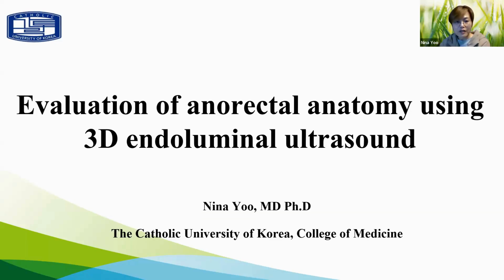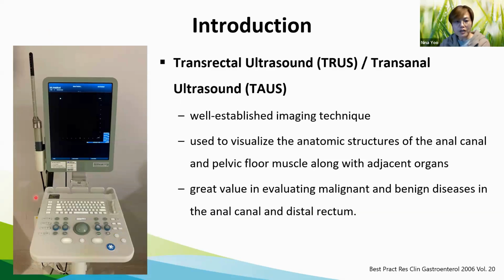I will start by showing you the ultrasound machine. This is how the machine looks. Transrectal or transanal ultrasound is a widely used imaging technique to visualize the anatomic structures of the rectum, the anal canal and the pelvic floor. It has really good resolution, and you can visualize submillimeter structures. It also allows real-time scanning, so the operator can control what, when, where, and how to look at the anorectal disease and the anorectal anatomy.